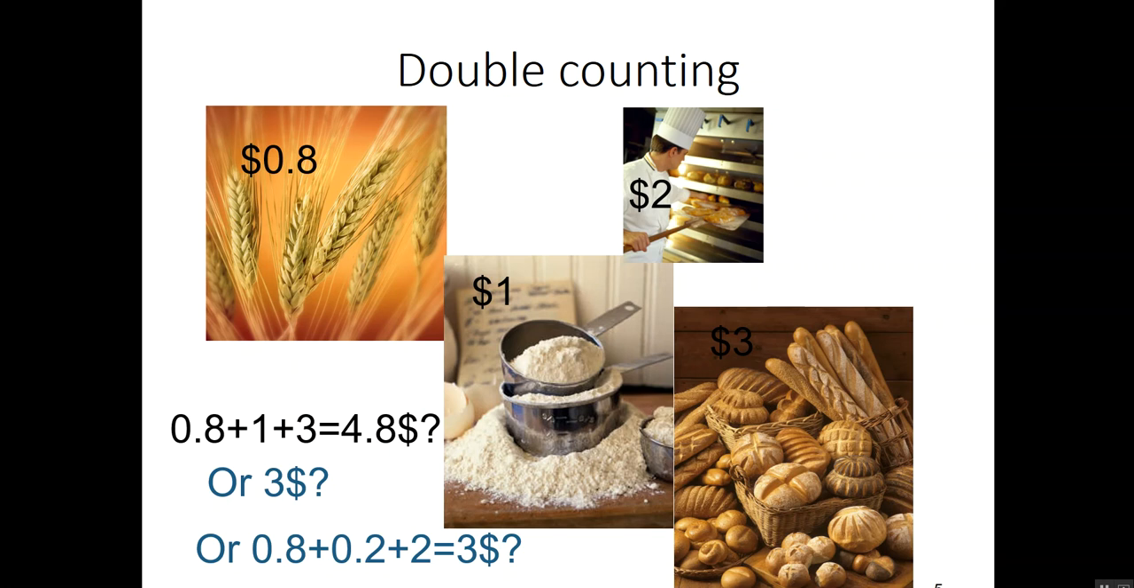Now look at the second and third methods. They both give you $3. Does that happen by coincidence? The answer is no. So what happened? The third method, 80 cents plus 20 cents plus $2, also ends up at $3, because the final goods value is equal to the intermediate goods value plus the value added. So you also end up with the final goods value.